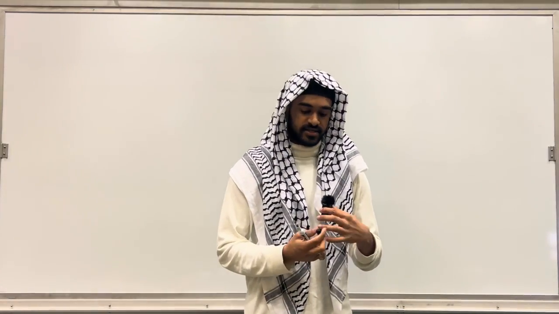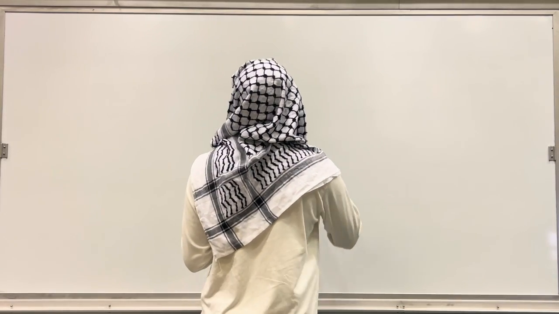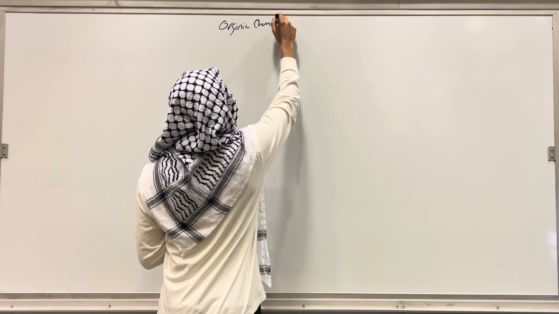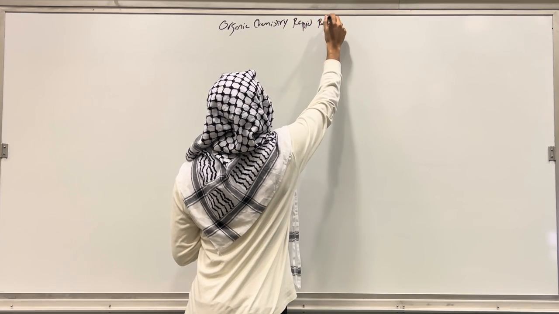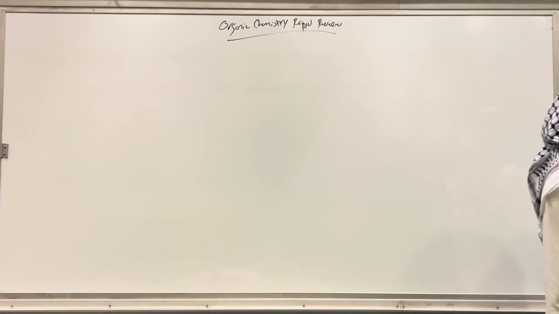So let's get started. Of course, we need a title, and this is the Organic Chemistry Rapid Review. All right. So where to start? Actually, I don't know. Let me pop open my notes. But I assume we're going to start with some naming, because that's where everything starts. Learning the alphabet, right?